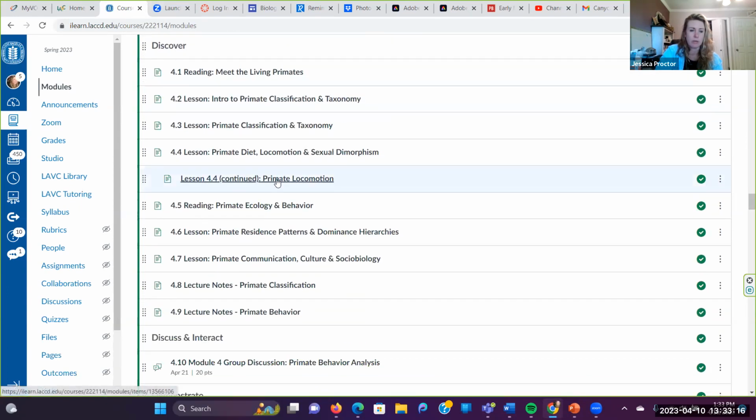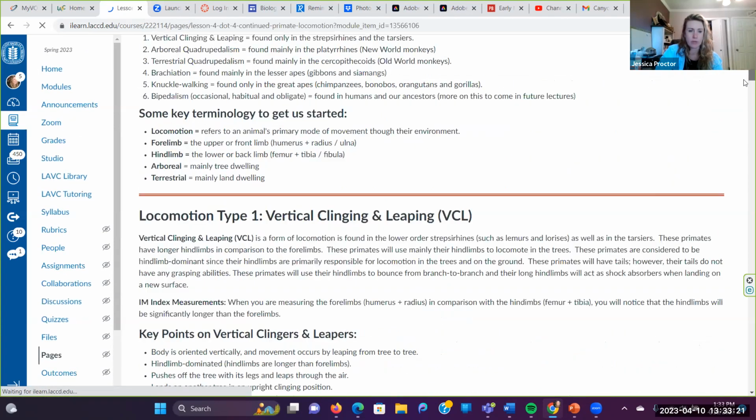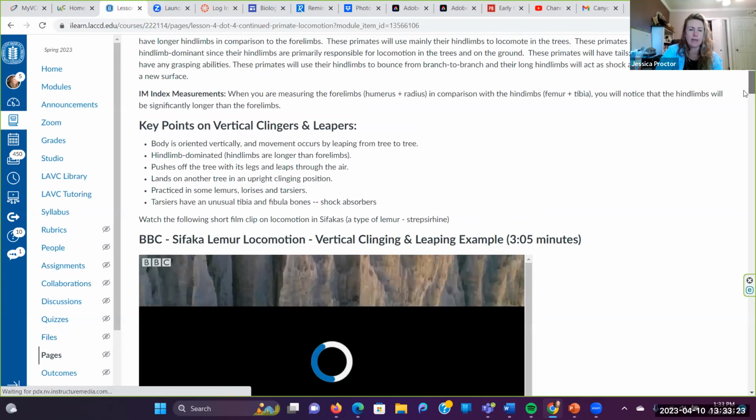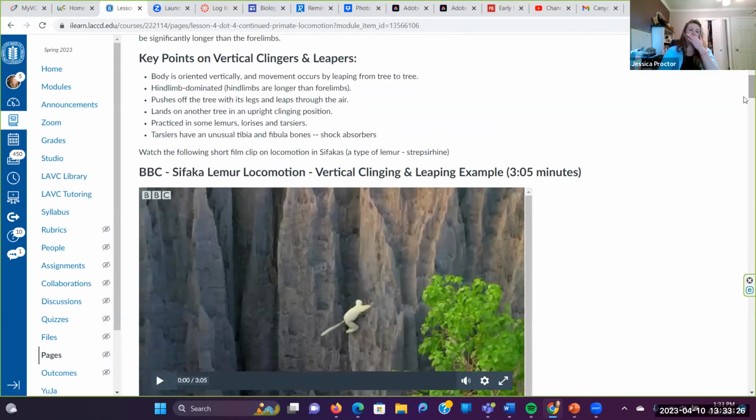Okay, locomotion. All right, so vertical clinging and leaping. So the body is going to be oriented vertically, and movement is going to occur by leaping from tree to tree. These primates tend to be hind limb dominant, so that means that their femur and their tibia are longer in comparison to their humerus and the radius. They tend to push off with their legs and then leap through the air, and they land in another tree in an upright clinging position.